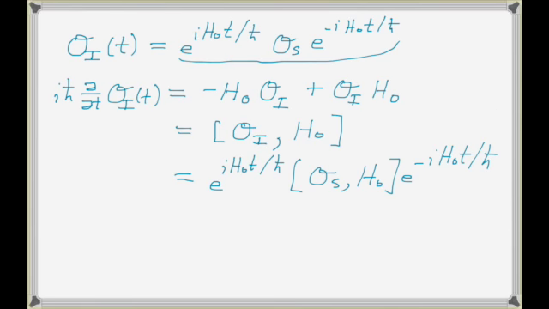So this is the transformation of any operator from Schrodinger to interaction, and then you just take d/dt of that, and you get that the time derivative of any operator in the interaction representation is just given by its commutator with the bare Hamiltonian. So the bare Hamiltonian determines how it evolves in time.